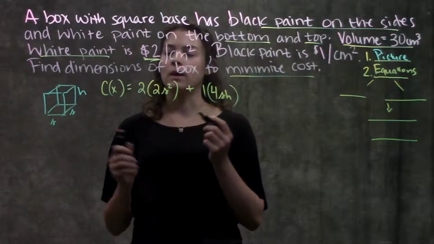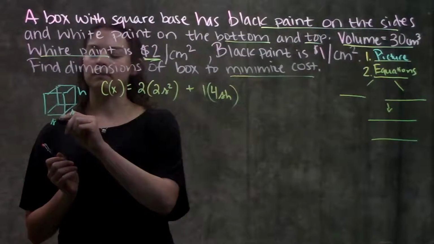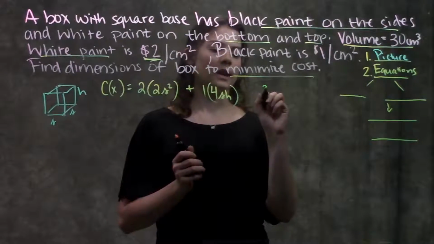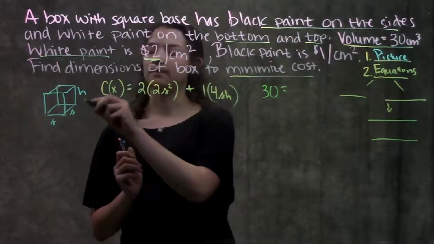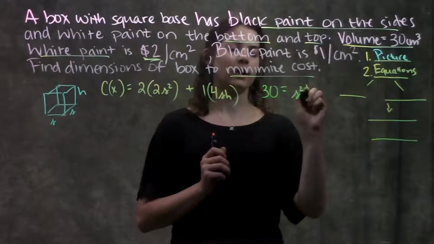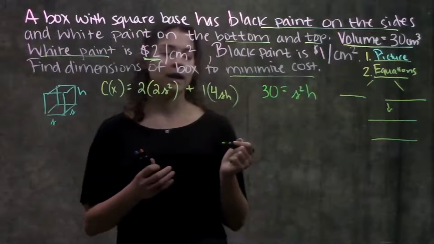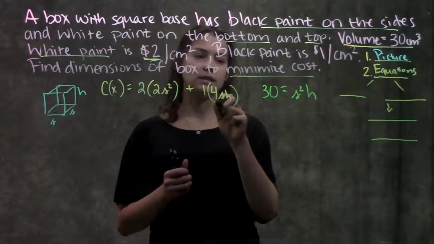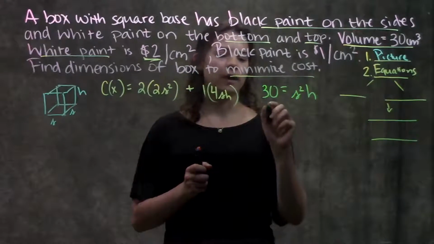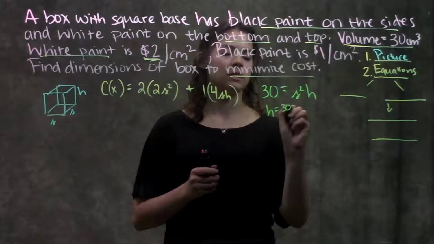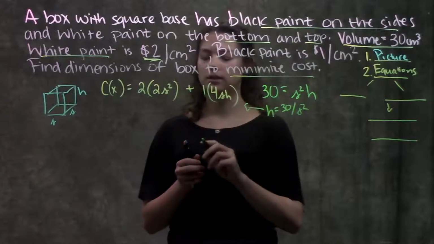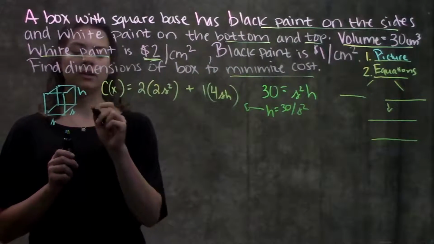So I know how to find the volume of the box. It's just base times width times height, and I know that that value is 30. So I can say 30 is equal to S times S times H, or S squared H. And at this point, I can just solve for one of my variables and then plug it back into this function. I'm going to solve for H, and I get that H is equal to 30 over S squared. I'll plug it back in to my cost function, and I'll have a function written in terms of only 2 variables.